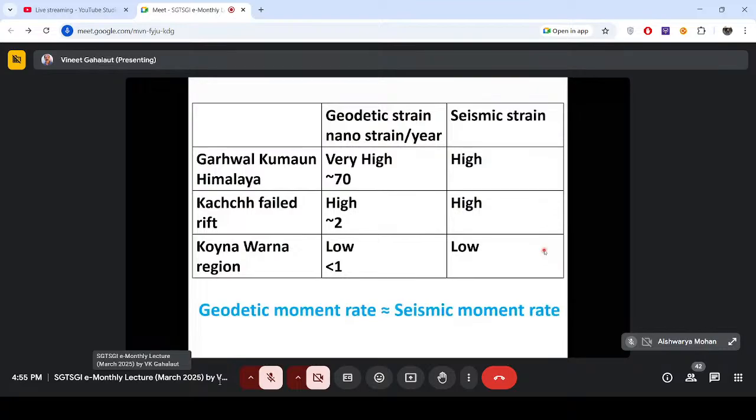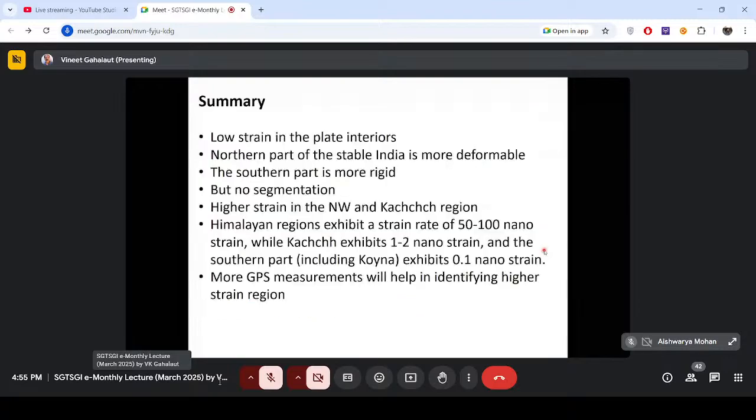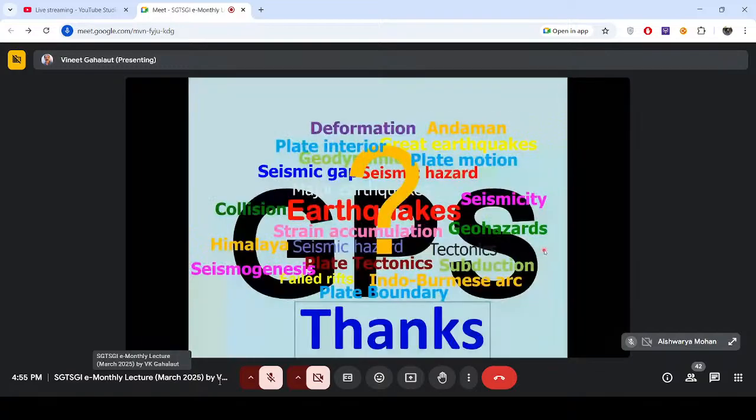So that's the summary. You all know what I'm talking about, right? High strain, moving from very high strain to failed rift region, moderate strain, very low strain to extremely low strain in the stable contour region. I think I'll stop here, and it's time for any queries if I can answer.